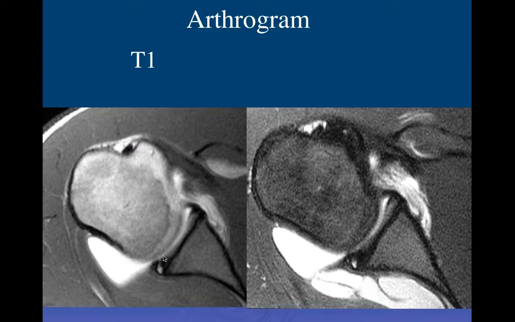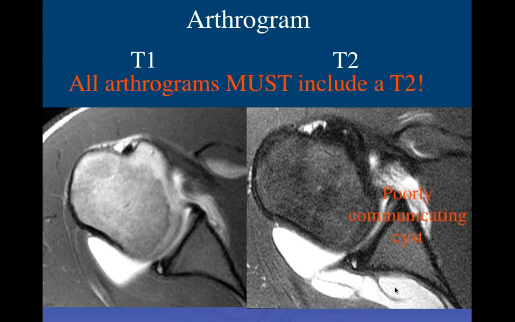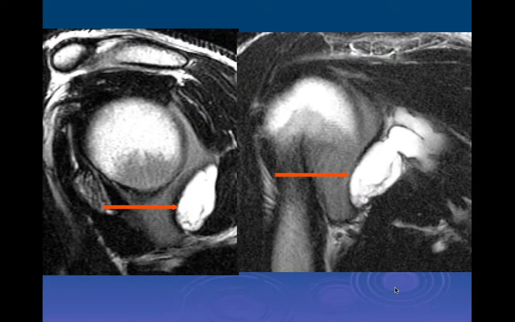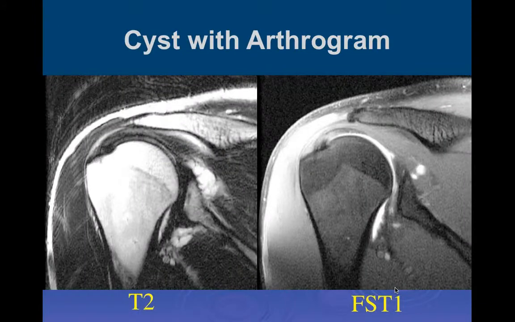So just remember that, as we've seen over and over again, a lot of these paralabral cysts may not communicate with the joint space, and you may not see them, especially if you image right away after you inject the shoulder with contrast. So make sure that you always have fluid-sensitive images around the shoulder so that you don't miss these paralabral cysts. And there's just the paralabral cyst, as this is.